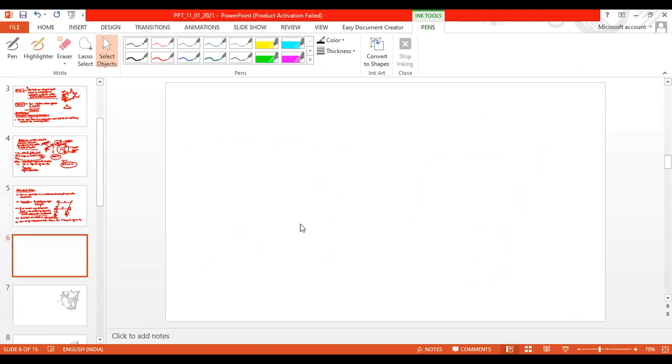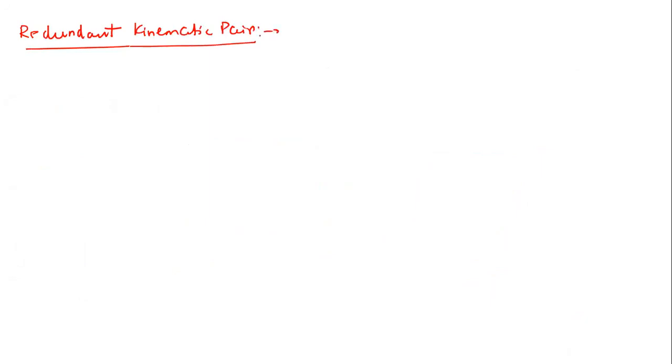Now, in a similar way, we have something which we call a redundant kinematic pair. This is also very important. This is the last exception which I am going to discuss. So now, redundant kinematic pair.